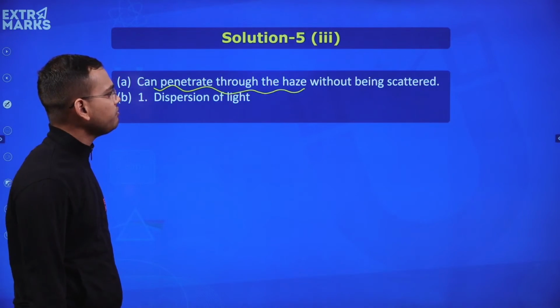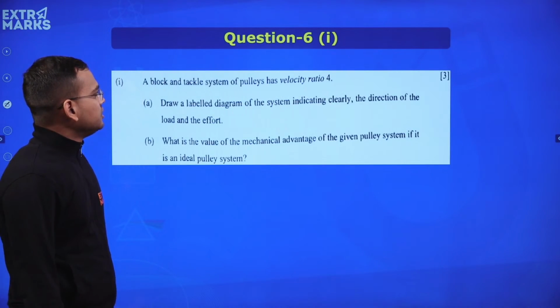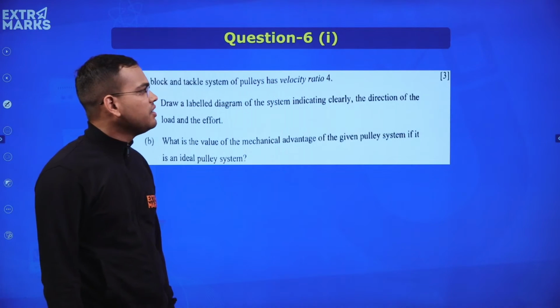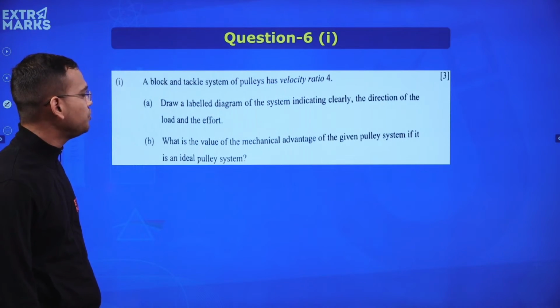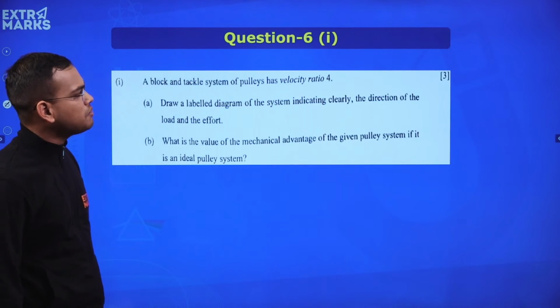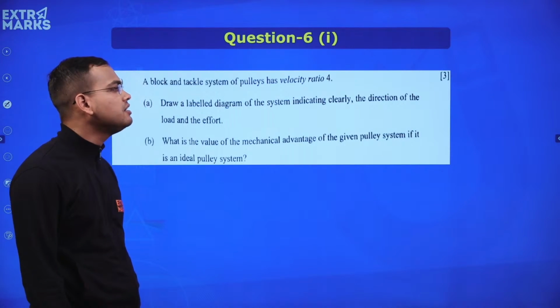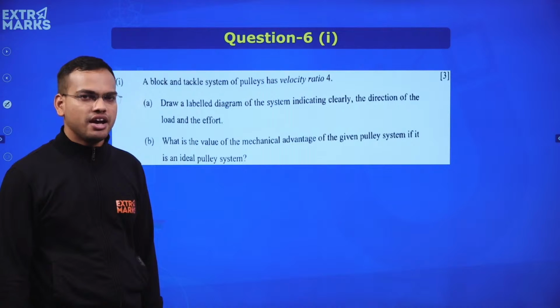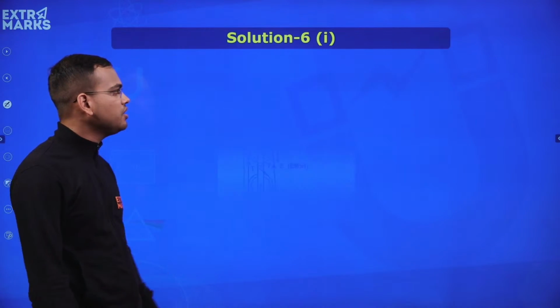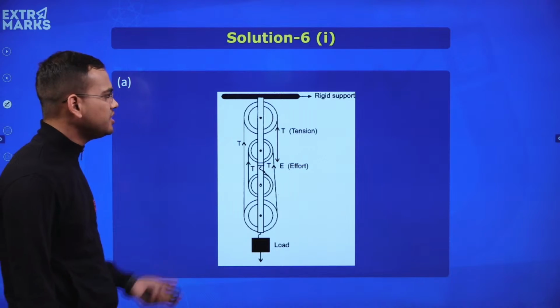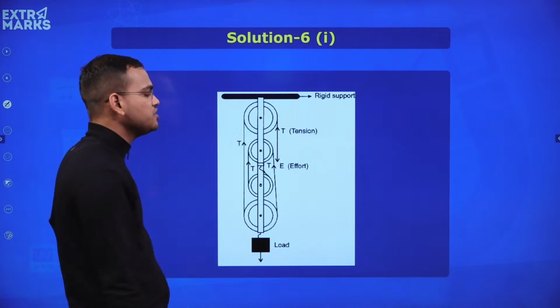Now this is a question. A block and tackle system of pulley has velocity ratio 4. Draw a labelled diagram of the system indicating clearly the direction of the load and effort. Now this is a very simple block and tackle system of pulley. This is the diagram you can draw for a block and tackle system of pulley.